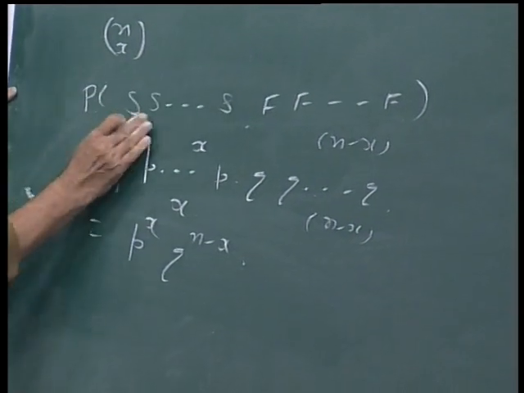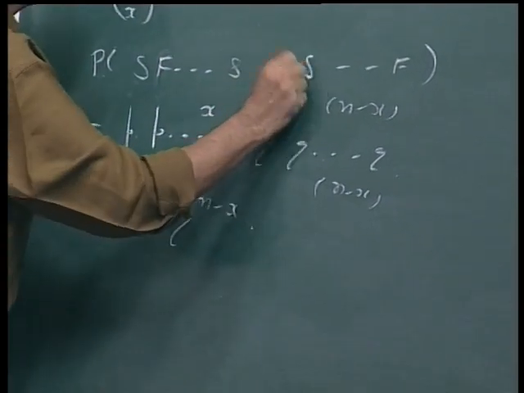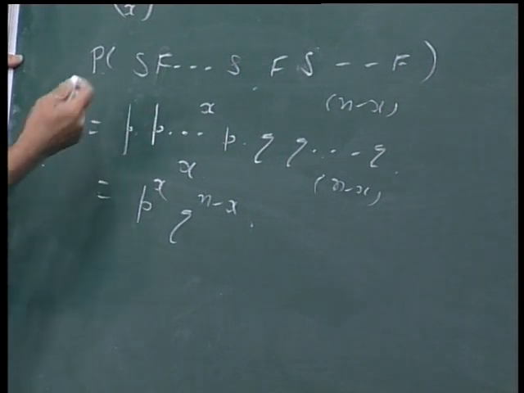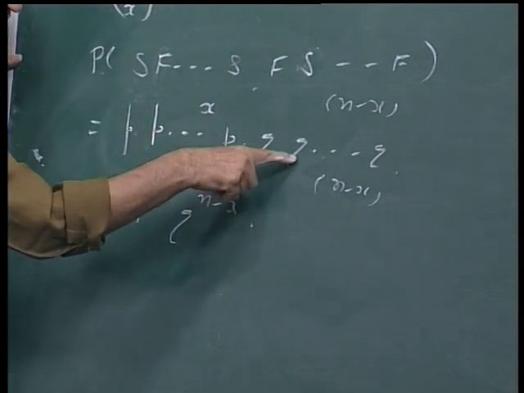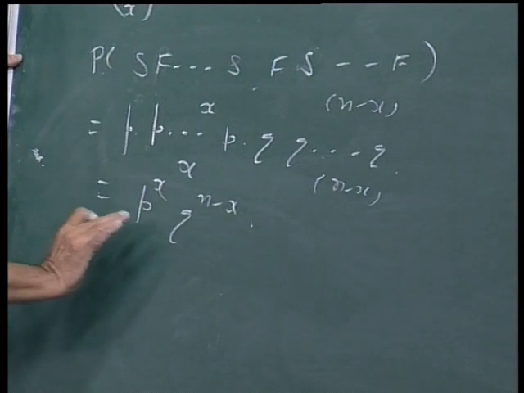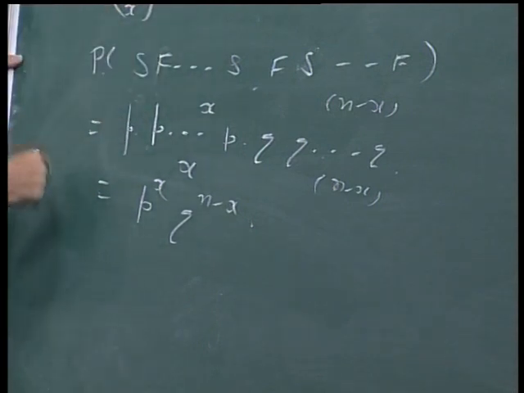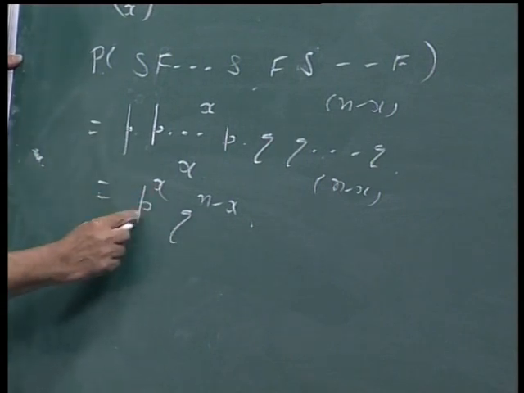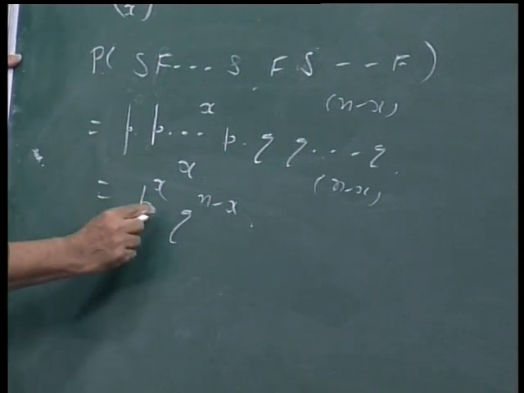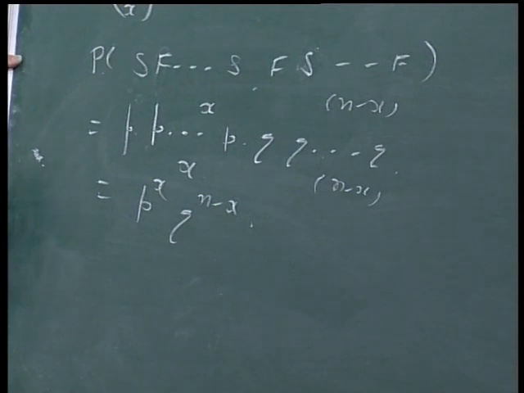Suppose the order is changed. Here it is F, here it is S. Again we have exactly x successes. Again here it will be Q, here it is P, but the ultimate value will be the same. So there are nCx different ways, and for each of these ways the probability of exactly x successes remains the same, P raised to x into Q raised to n minus x.